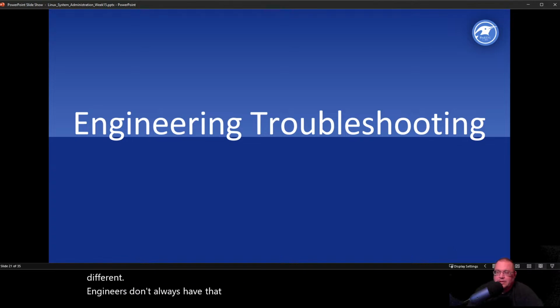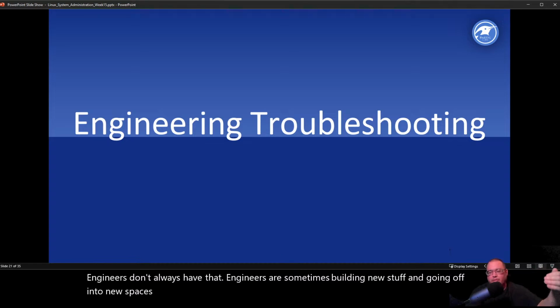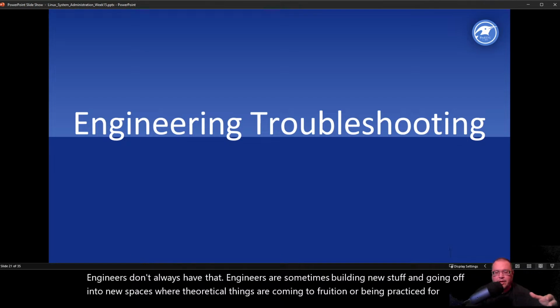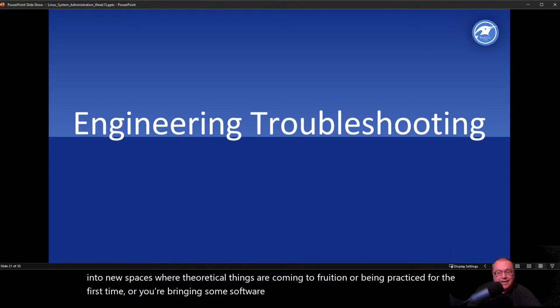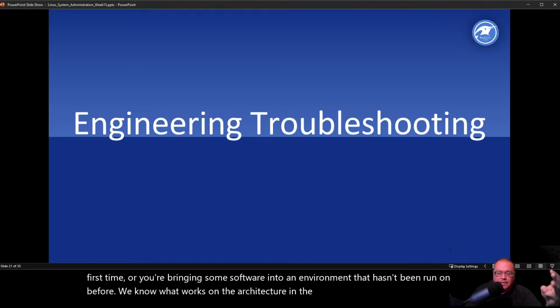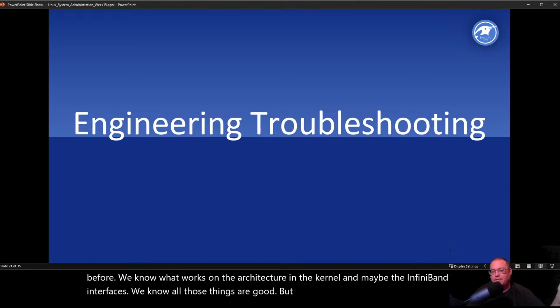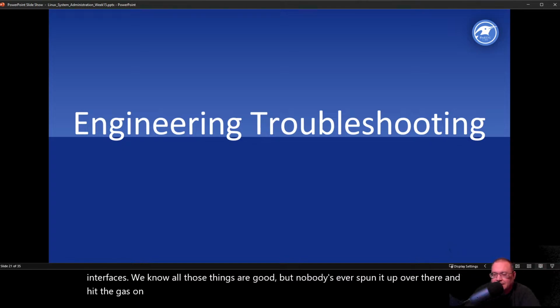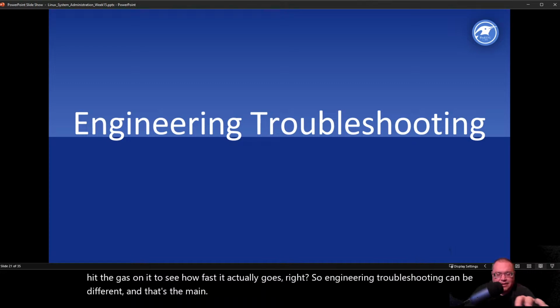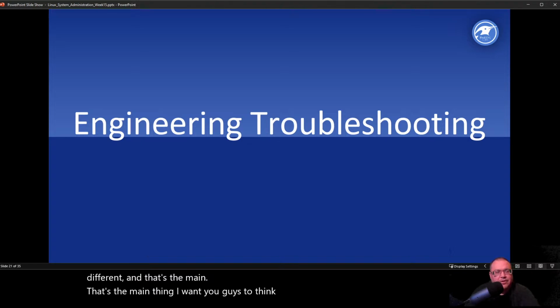Engineers are sometimes building new stuff and going off into new spaces where theoretical things are coming to fruition or being practiced for the first time, or you're bringing some software into an environment that it hasn't been run on before. We know it works on the architecture and the kernel and maybe the InfiniBand interfaces. We know all those things are good, but nobody's ever spun it up over there and hit the gas on it to see how fast it actually goes, right? So engineering troubleshooting can be different. And that's the main thing I want you guys to think about when we get into this area of troubleshooting.